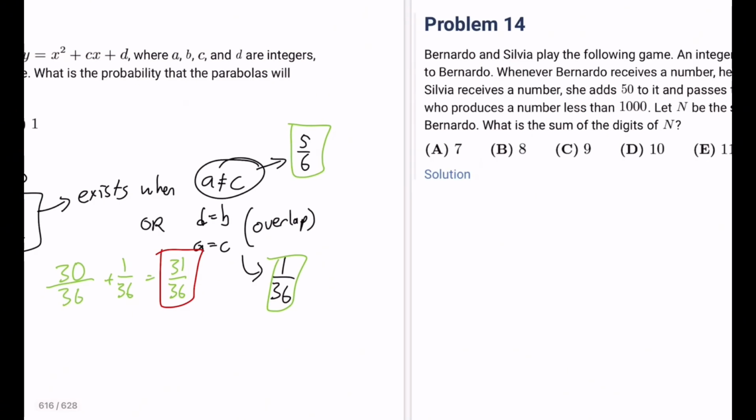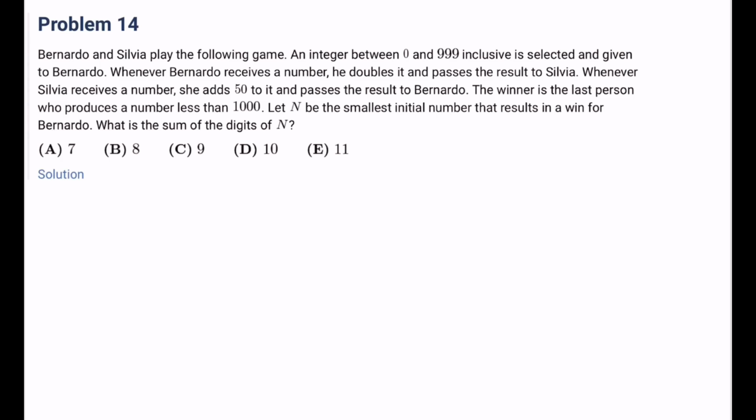It's D. Problem number 14. Bernardo and Sylvia play the following game. An integer between 0 and 999 inclusive is selected and given to Bernardo. Whenever Bernardo receives a number, he doubles it and passes the result to Sylvia. Whenever Sylvia receives a number, she adds 50 to it and passes the result to Bernardo. The winner is the last person who produces a number less than 1000. Let n be the smallest initial number that results in a win for Bernardo. What is the sum of the digits of n? Okay, so we know that the initial number is n.